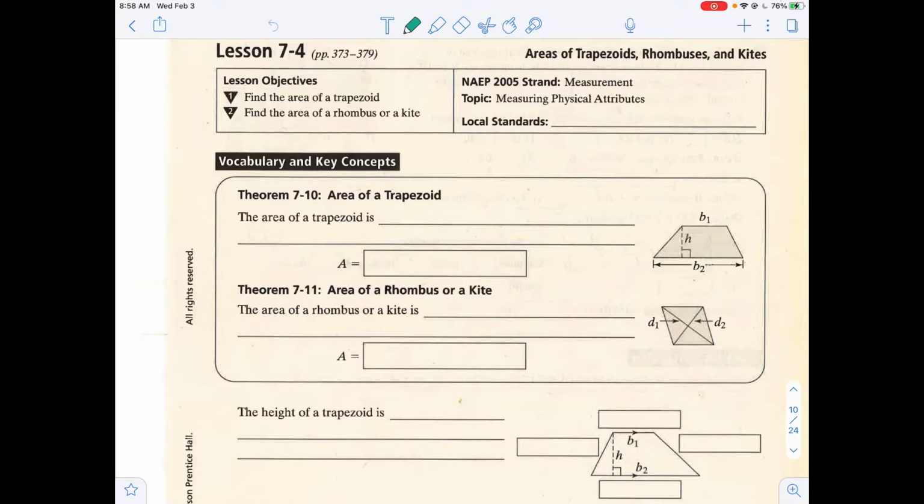Okay, lesson 7.4 is about areas of trapezoids, rhombuses, and kites. And the first objective is to find the area of a trapezoid. The second is to find the area of a rhombus or kite. So, first, vocabulary and key concepts.